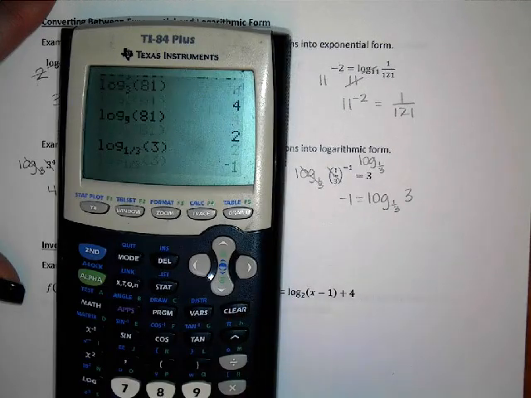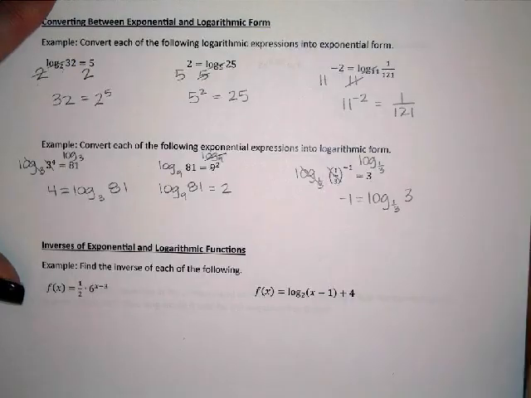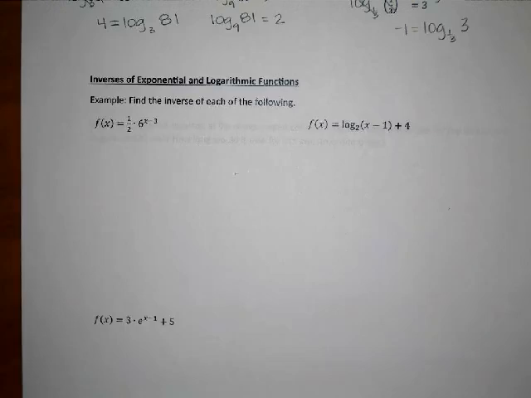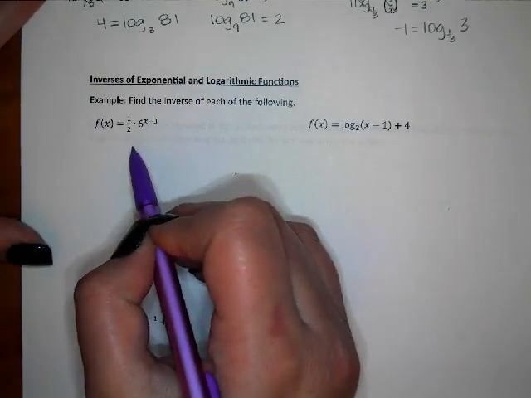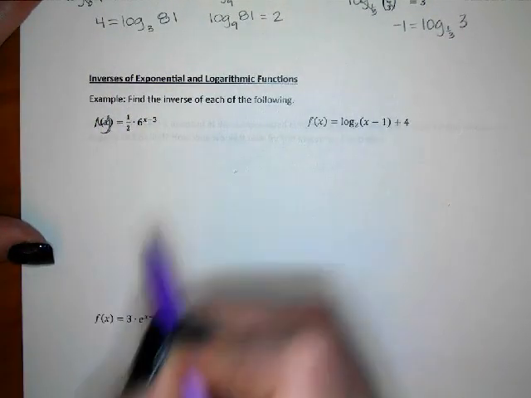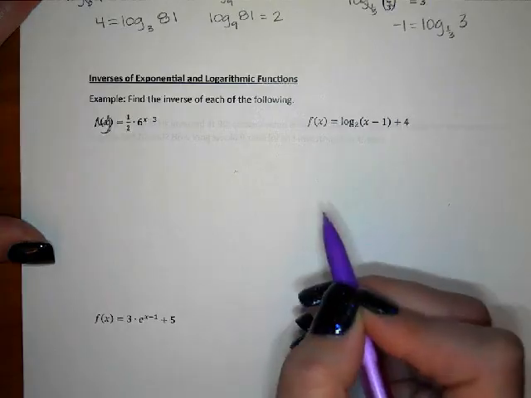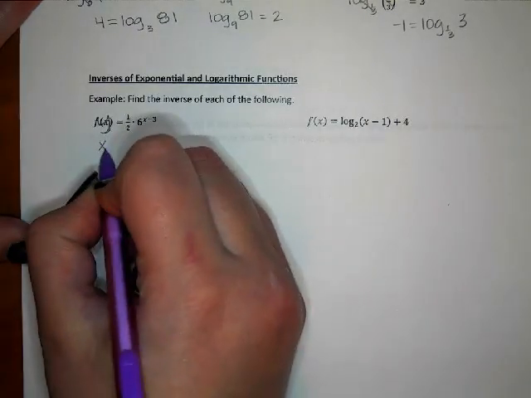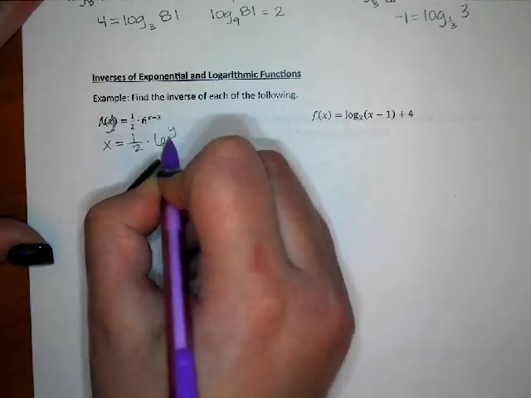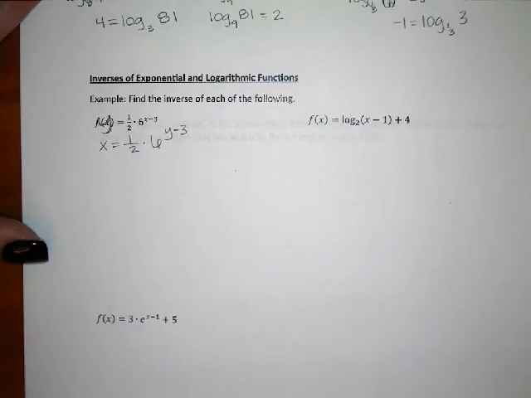Okay, so now we're going to take that idea of inverses, knowing that logs and exponential functions are inverses of each other, and we're going to go ahead and use that inverse operation to actually find the inverse of each function. So if you guys recall, the first step to finding the inverse of a function is to trade the x and the y. And then you just have to undo each operation until you have solved for y.